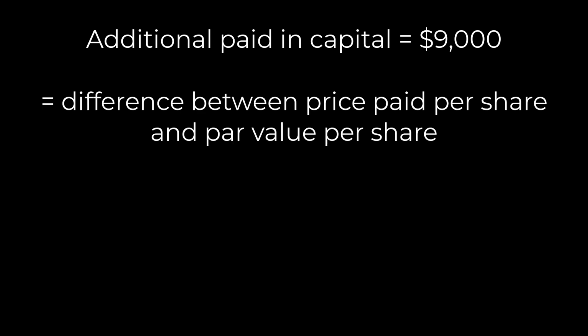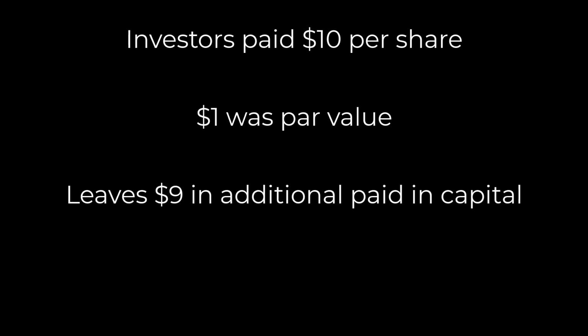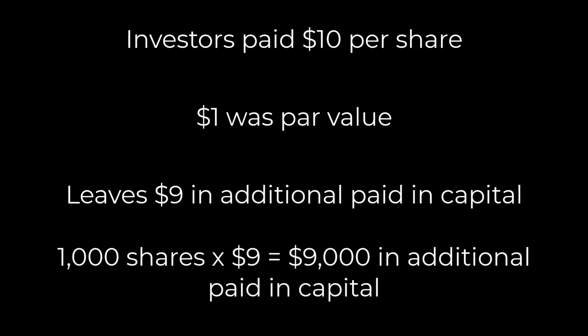Next to additional paid-in capital, it will have a value of $9,000. That is the difference between the price paid per share and the par value per share. Investors paid $10 per share. $1 of that was par value, which leaves $9 as additional paid-in capital. 1,000 shares were issued, times 9 equals $9,000.